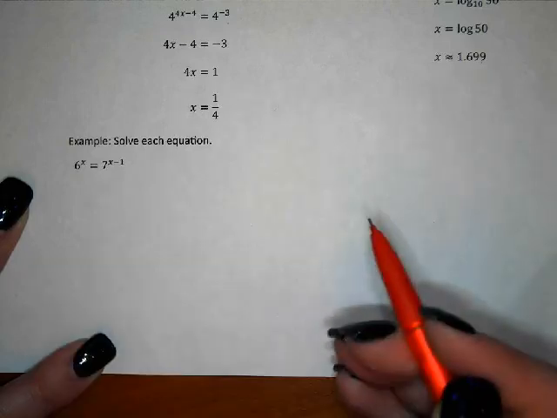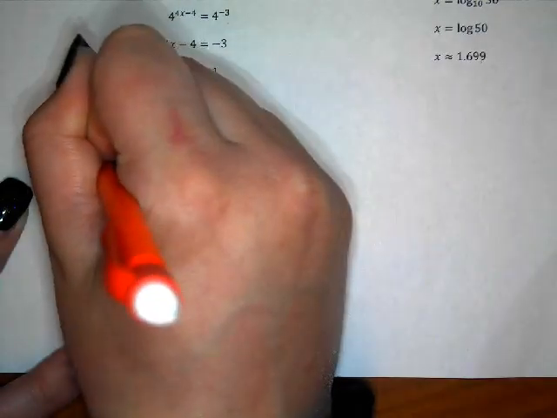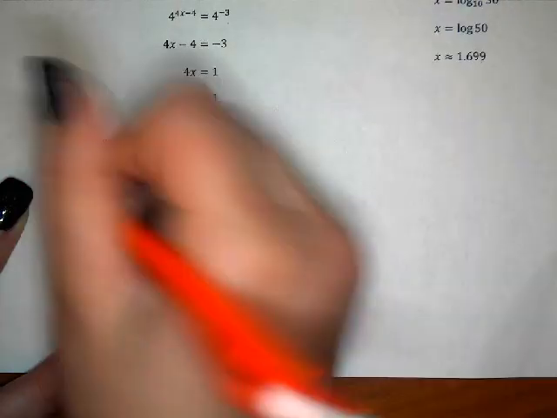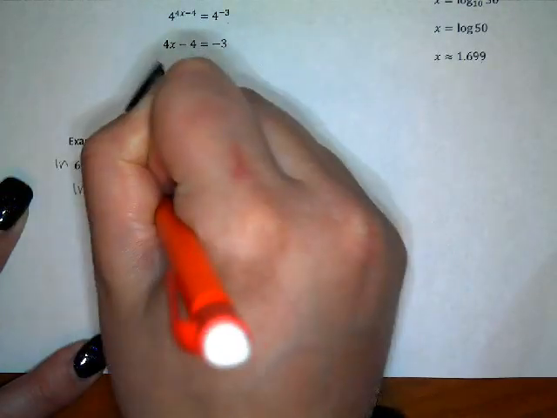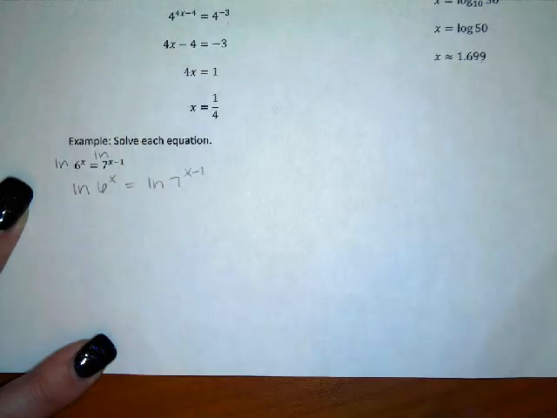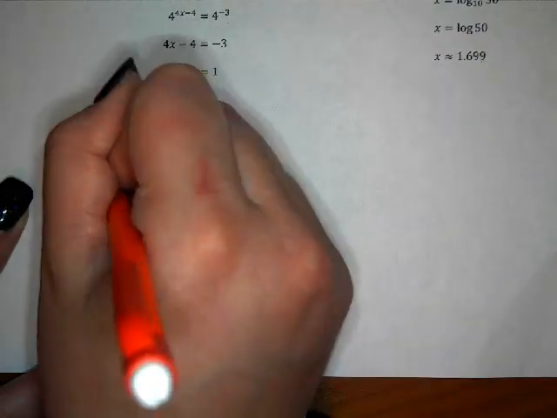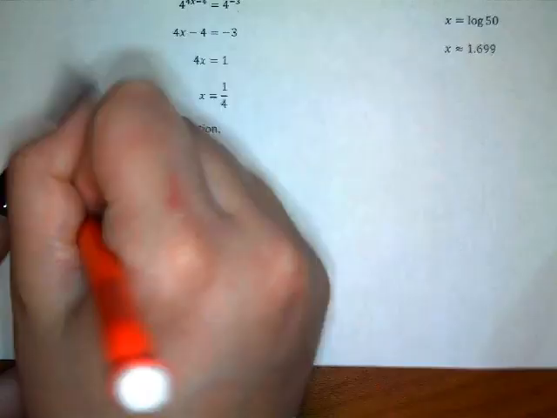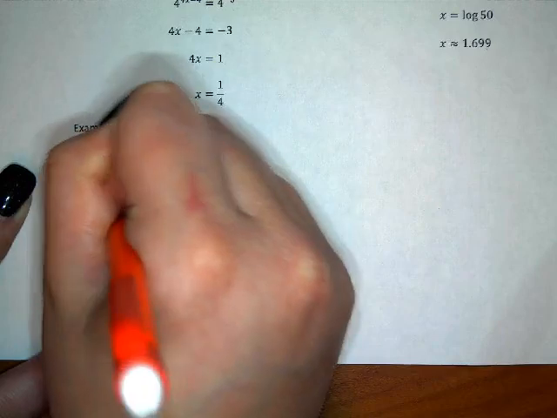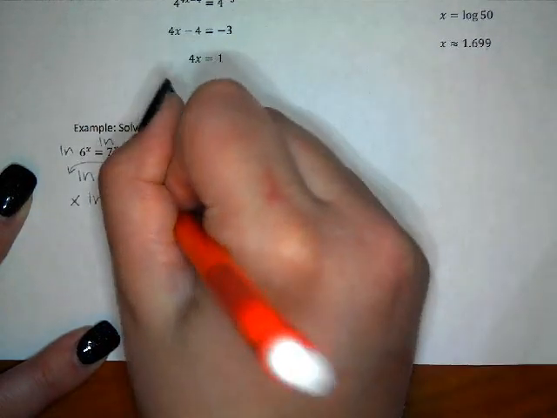I'm going to take ln of the left side and ln of the right side. And so right now I have ln of 6 to the x equals ln of 7 to the x minus 1. And so I'm going to use my property of logs and take my exponents and move them to the front of each of these expressions. So I have x times ln of 6, and I have x minus 1, which is a group, and so I'm going to put it in parentheses, x minus 1 being multiplied by ln 7.